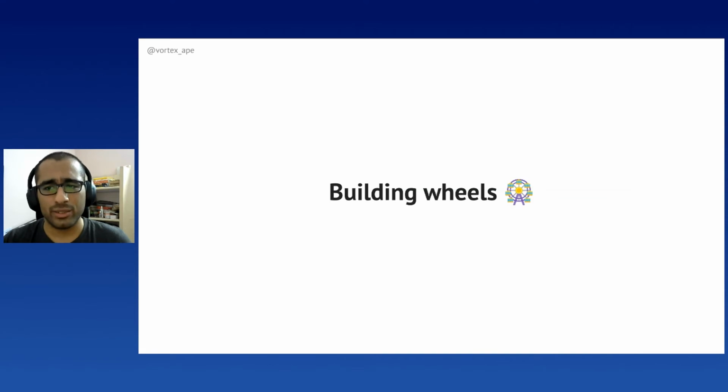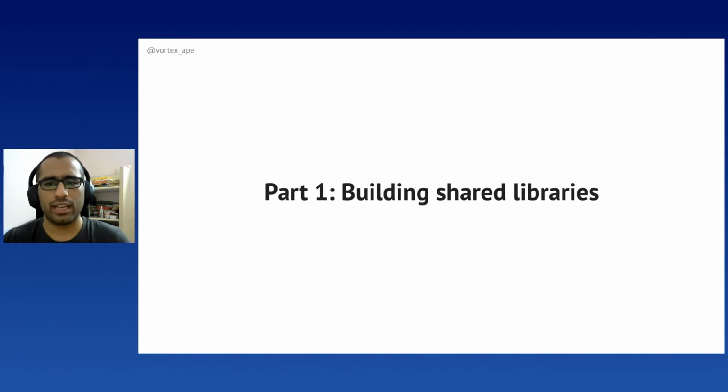Now let's see how we can use that information to package our extension with shared library dependencies into wheels. In part one, we'll look at building shared libraries that our extension module depends on. You might not need to build one because most C or C++ shared libraries that you want your extension to link with might be directly installable through a system package manager. But there could be some instances.